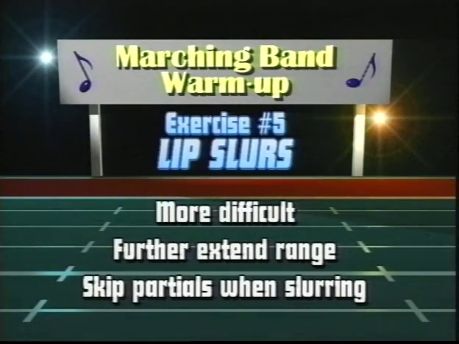Exercise number 5 involves lip slurs that are more difficult and shouldn't be used until the other lip slurs are under control. These lip slurs further extend the range and train players to skip partials when slurring. Snap the tongue as though you're saying "ta-e" when slurring from the 5th scale degree to the 3rd scale degree. These lip slurs also make a good arpeggio practice for the woodwinds.